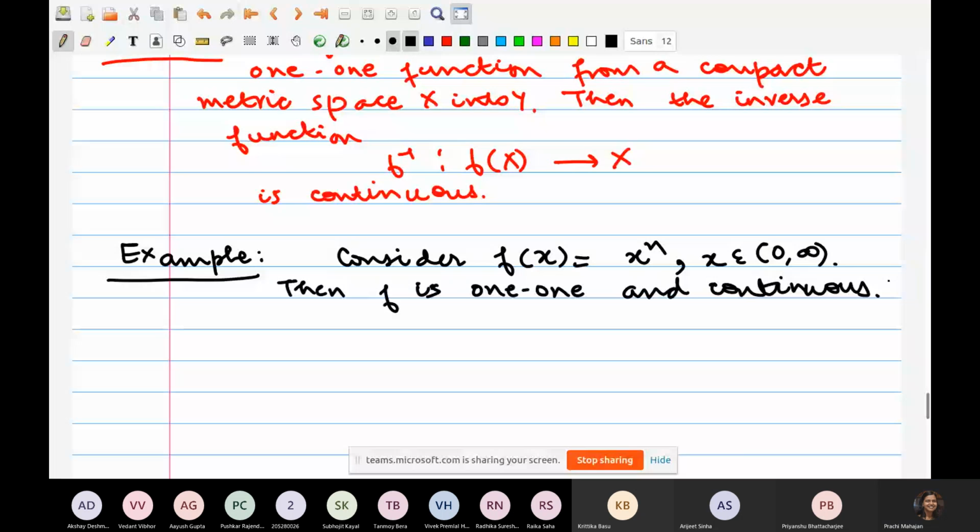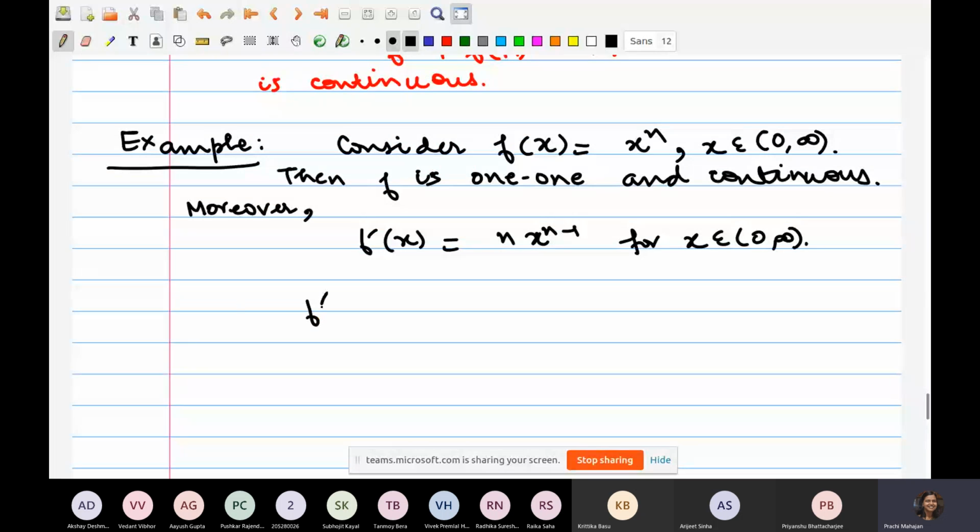Correct? In fact, not only continuous, f is going to be differentiable, and one can write down the derivative of f. You can use first principles, meaning the difference quotient, and look at the limits. The derivative of f turns out to be n x to the power n minus 1 for x in the interval. So it's differentiable at each point on its domain. And what is the range of f? The range of f is going to be the interval 0 to infinity, correct?